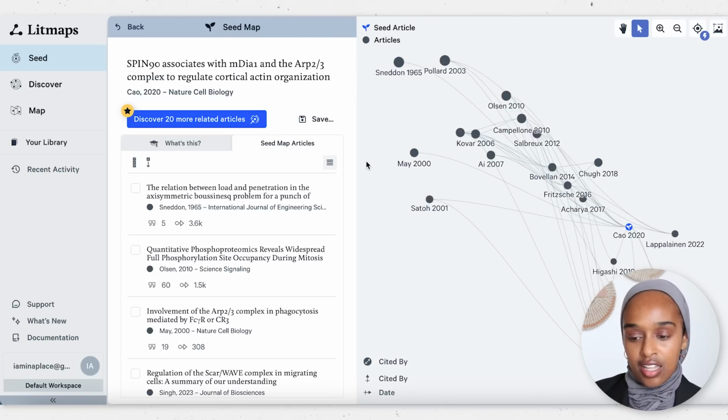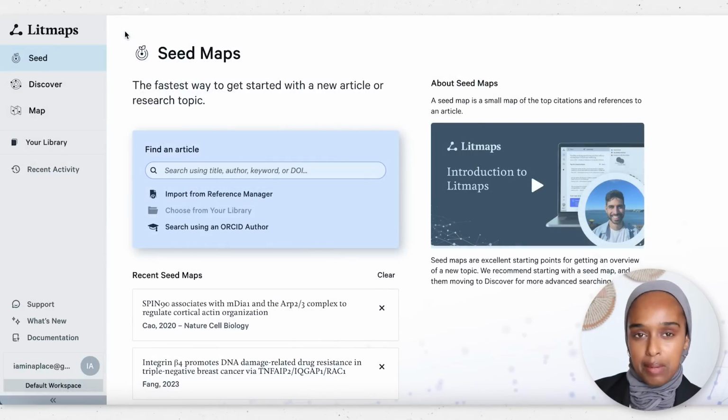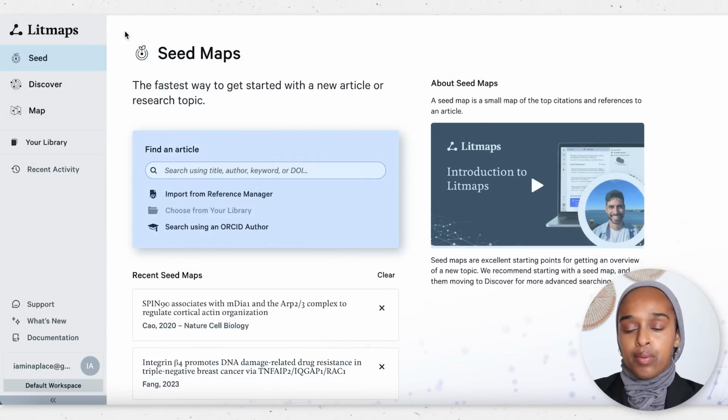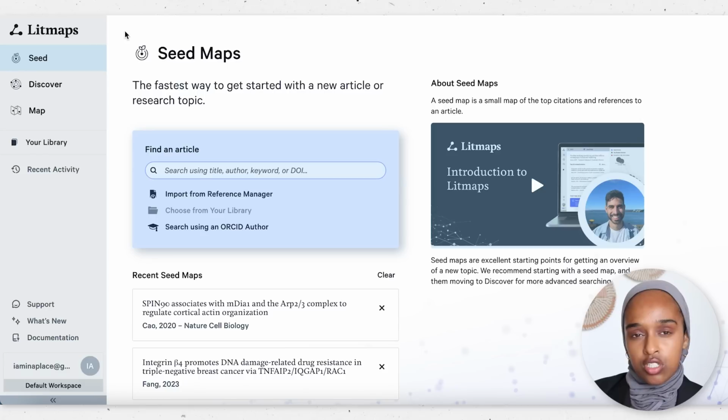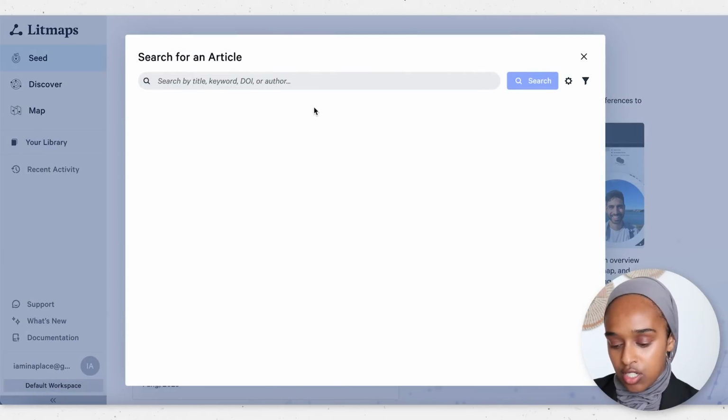So essentially the idea is that you have a seed paper. There's this idea of a seed paper, which is essentially your base paper, the paper that you think is most important to your research or most relevant to your research. That is the base, and everything else stems from that research paper. So you can input that paper there and you can search for it if you want. So I'm going to search for one.